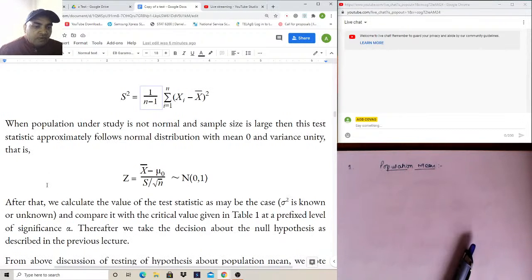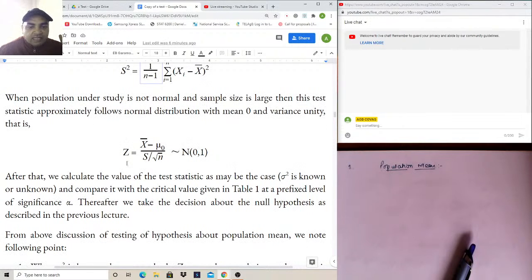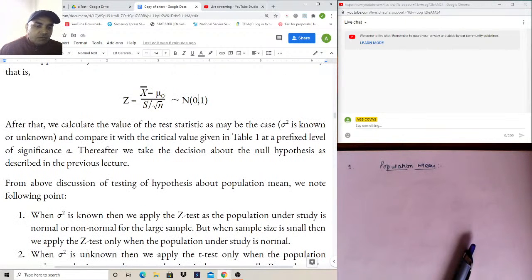When the population under study is not normal and the sample size is large, this test statistic approximately follows the normal distribution with mean 0 and variance 1. So this will be the case. After that we calculate the value of the test statistic as may be the case, whether your sigma square, that is the variance, is known or unknown, and then we compare the value of z, which we get after putting the values of x bar, mu naught, s and n.